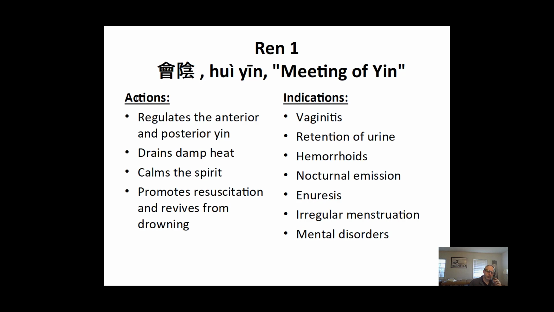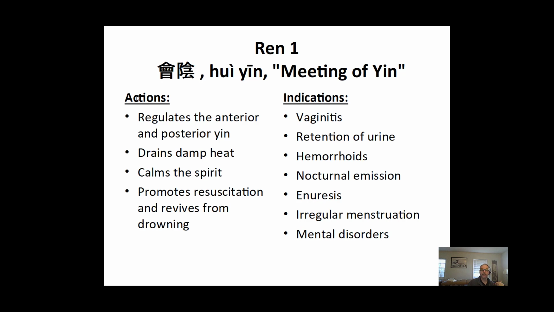In Chinese medicine, we have two different phrases to represent that. The anterior and posterior yin, or the 2 yin portals, is the other phrase. It drains damp heat, calms the spirit, promotes resuscitation, and revives from drowning.